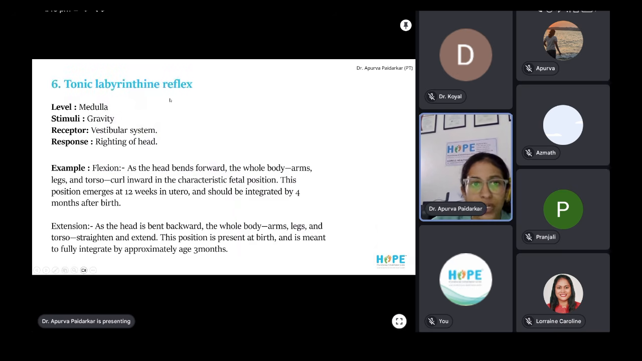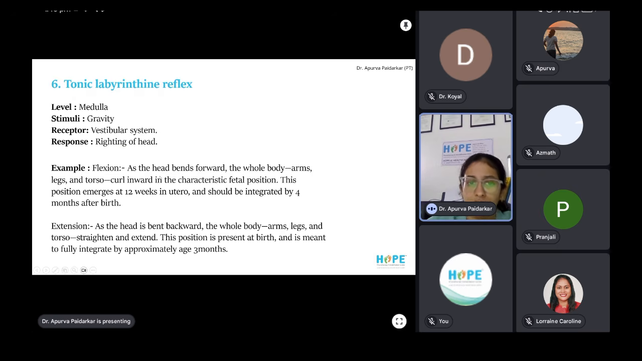Number 6. Tonic labyrinthine reflex. Level is medulla, stimulus is gravity. Receptor is the vestibular system, response is righting of the head. So here we have two examples, one in a flexion position and one in extension.